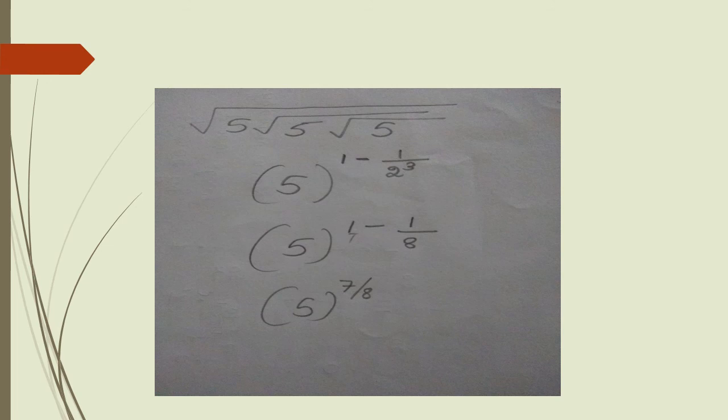So I've considered one example over here. I need to find out the solution for this question: under root 5 into under root 5 into under root 5. So I am directly applying the formula. My x becomes 5 in this question, raised to the power 1 minus 1 upon 2 to the power n. Now n is 3 in this question. So after taking LCM and solving, we get the final answer as 5 raised to the power 7 upon 8.